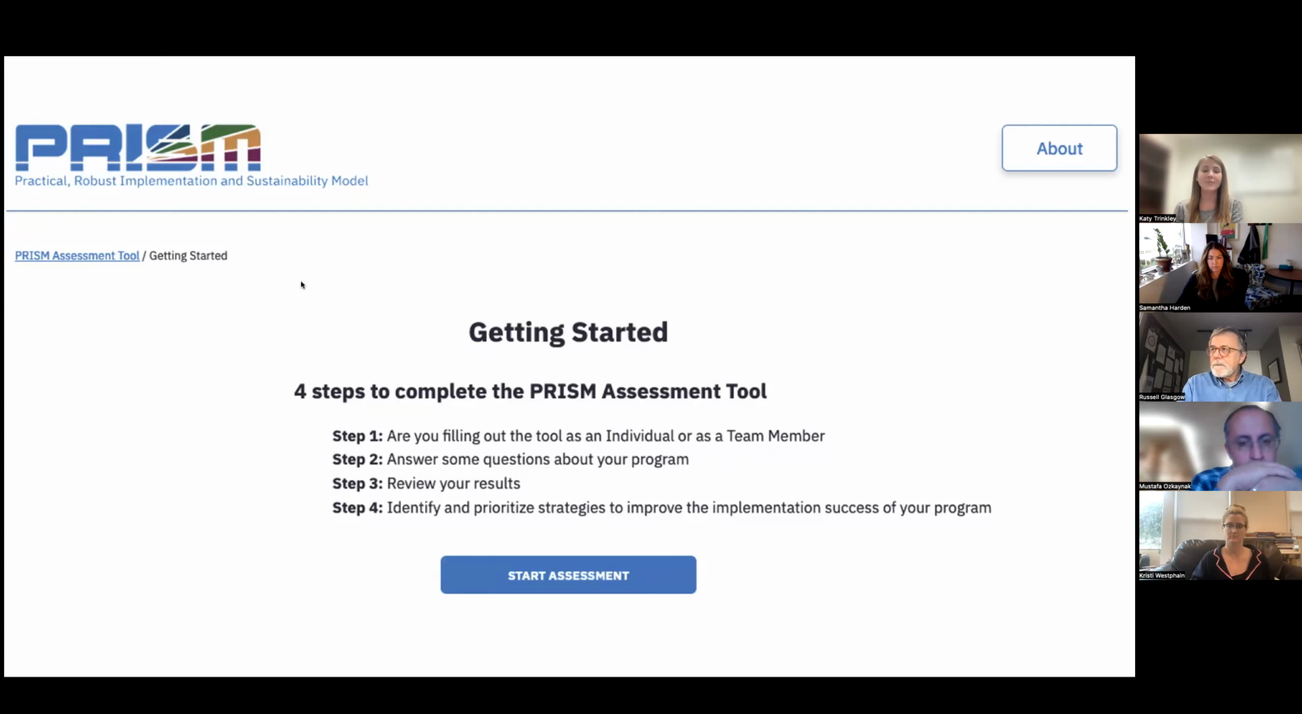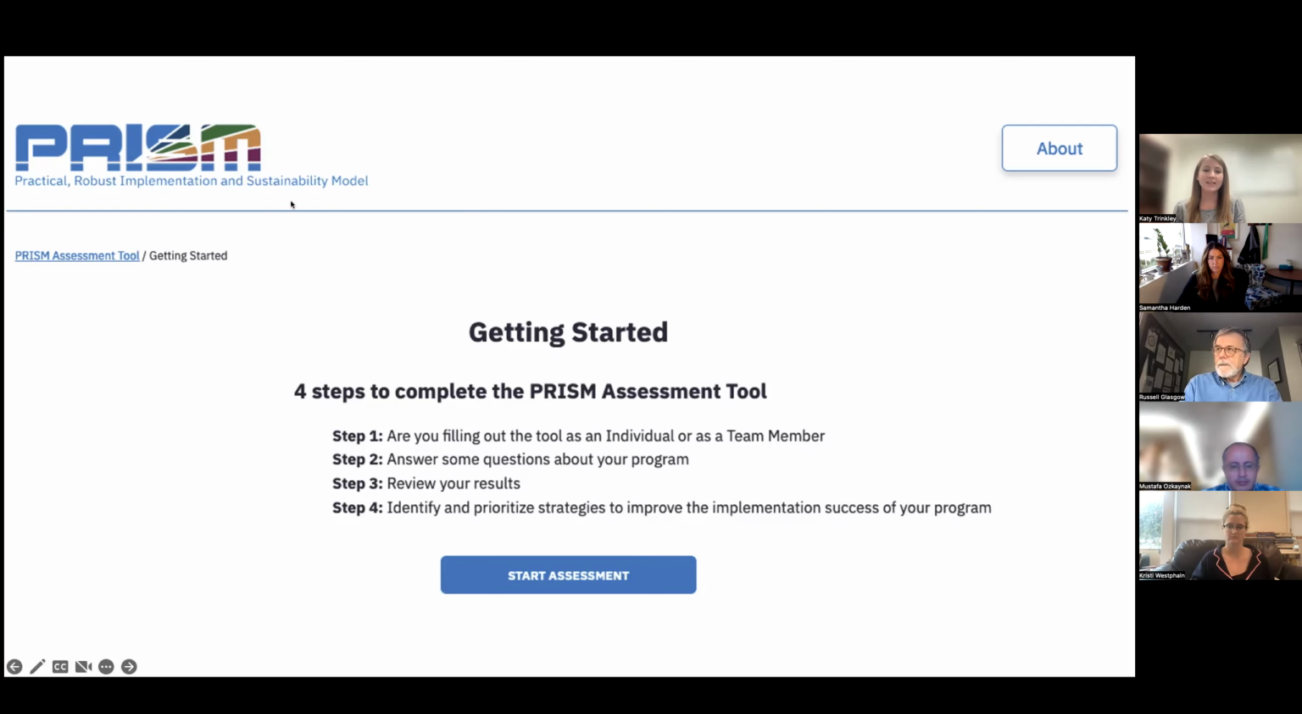The second step is answering some questions, some general questions to get you thinking, but specific questions to operationalize the PRISM framework. And then it will summarize in an automated fashion your results for you and prompt you through the process of identifying ways to improve your program's alignment and impact.